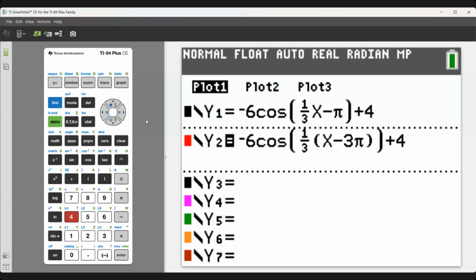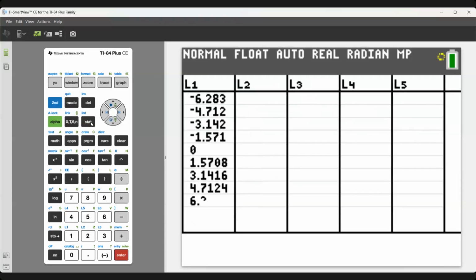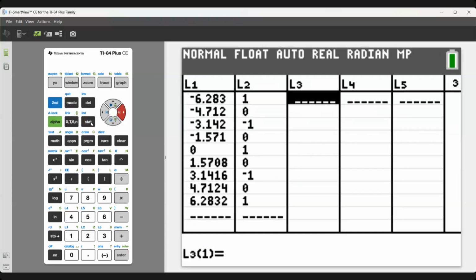And so what we're going to look at is inside of a list. So we will go to edit number 1 there. Katie had preloaded these pre-image points just so that we wouldn't have to take the time to load those up. In L1 are the points -2 pi, -3 pi over 2, -pi, -pi over 2, 0. And then we have pi over 2, pi, 3 pi over 2, and 2 pi. And then L2 are the y coordinates of those points.